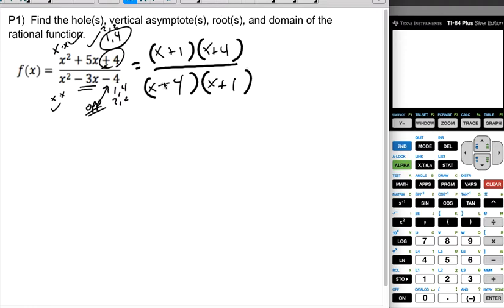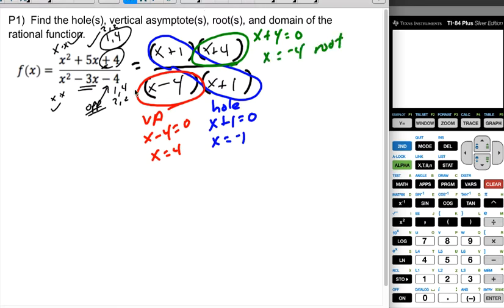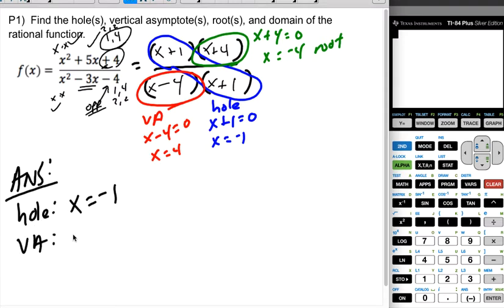So now anything that appears on both the top and the bottom will cancel. So that's a hole, right? When x plus 1 is 0, which will be at x is negative 1. There's a vertical asymptote when x minus 4 is 0, which is at x equals 4. And the root will be when x plus 4 is 0, which will be x is negative 4. So if I write all my answers, the hole is when x is negative 1. The vertical asymptote is when x is 4. The root is when x is negative 4.